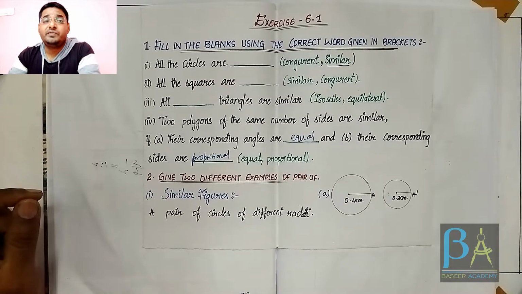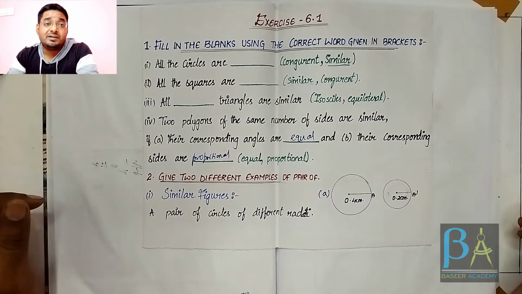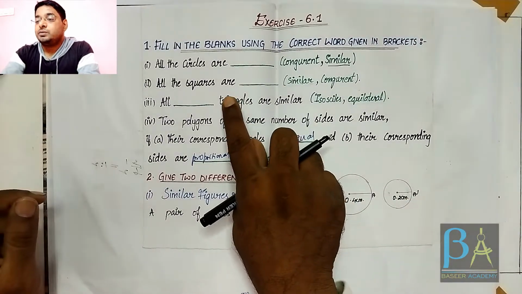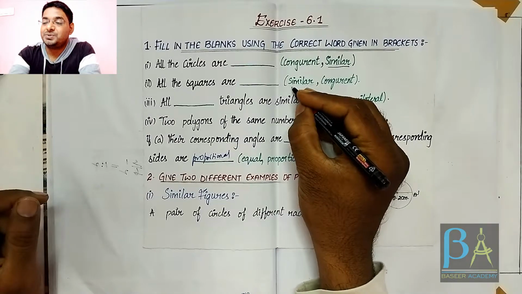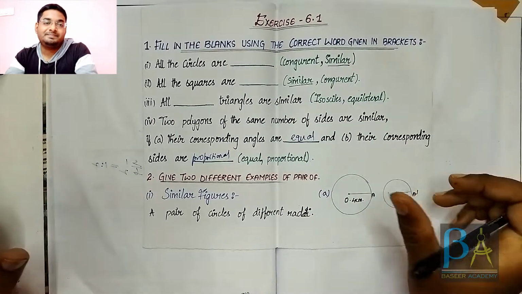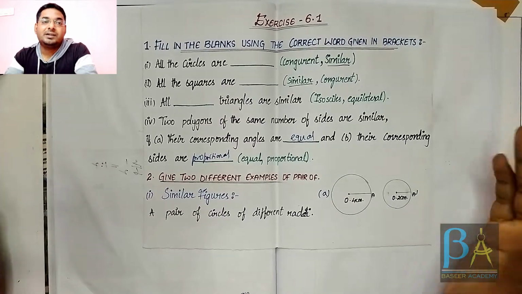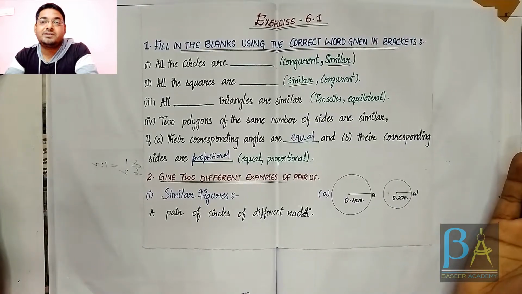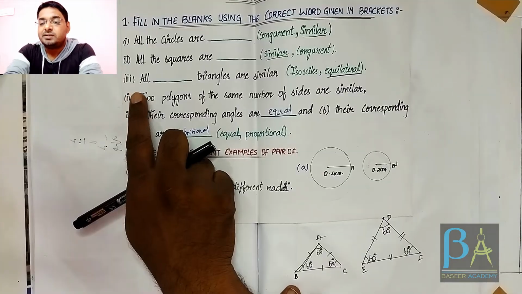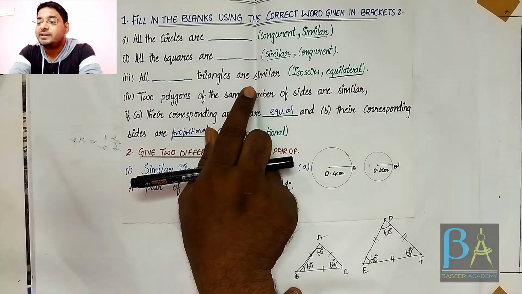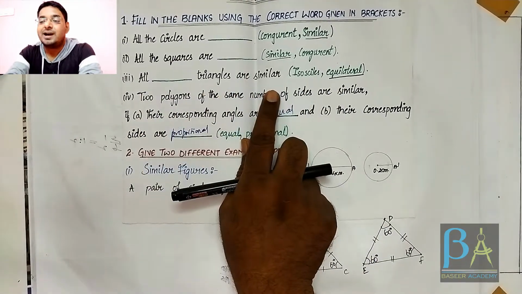Because what are congruent figures? Figures which have the same size and the same shape. So all the squares are similar, because two squares, no matter what size they have, would still have the same shape. Now the third bit, all dash triangles are similar. I would say all equilateral triangles are similar.